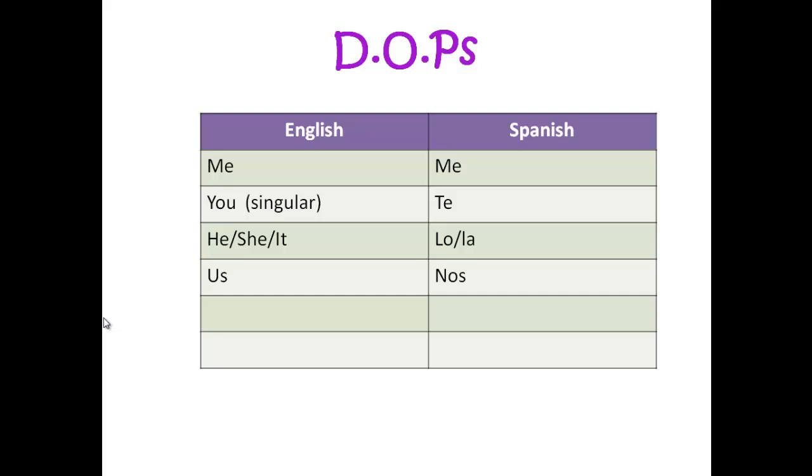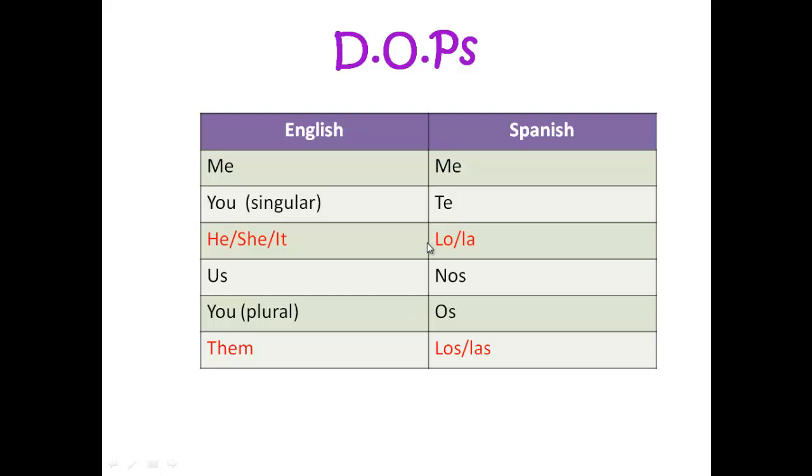Us is nos. You, plural, is os. So you can see there is a distinction between the you singular and you plural in Spanish. The you singular is te, you plural is os. And then, of course, them, which is los or las. And well done if you guessed it. Los for masculine plural, las for feminine plural.